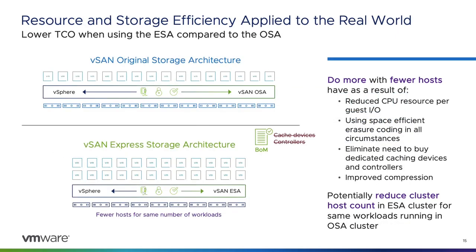The power of vSAN ESA can be fully realized when sizing a vSAN cluster to deliver services for a given number of VMs. Compared to the vSAN original storage architecture, the vSAN ESA allows customers to run more workloads on fewer hosts, which can dramatically reduce the total cost of ownership. In VMware's published TCO paper on vSAN ESA, a configuration example is provided that showed 39% fewer hosts in a cluster when using the ESA versus the original storage architecture.